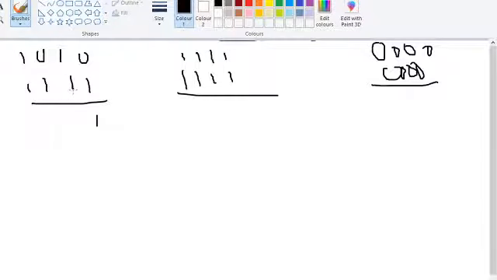Now when there's a 1 and a 1, it gives 0 and you carry a 1. 2 1s, 0, carry the 1. When there's 3 1s, it becomes 11. Now, 1 1 becomes 0, carry a 1. 1 1 1 becomes 1, carry a 1, and this is the same for the next ones.